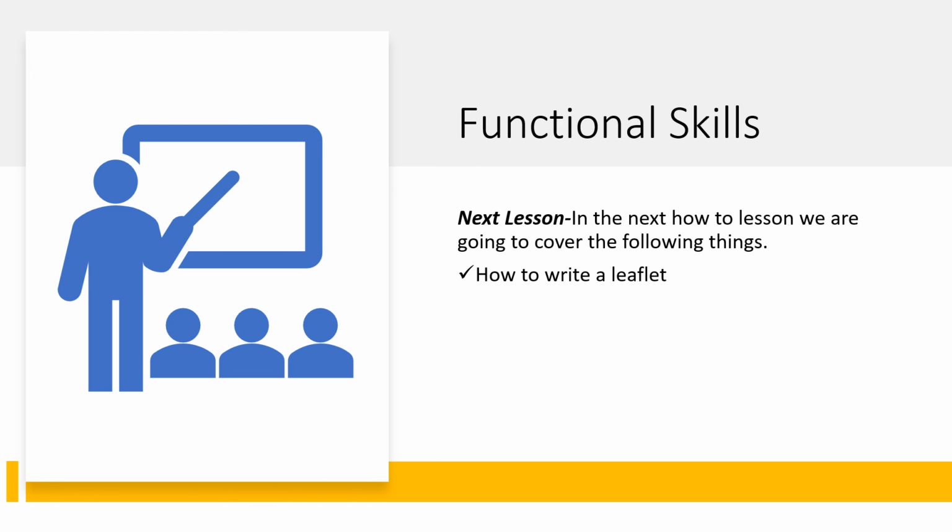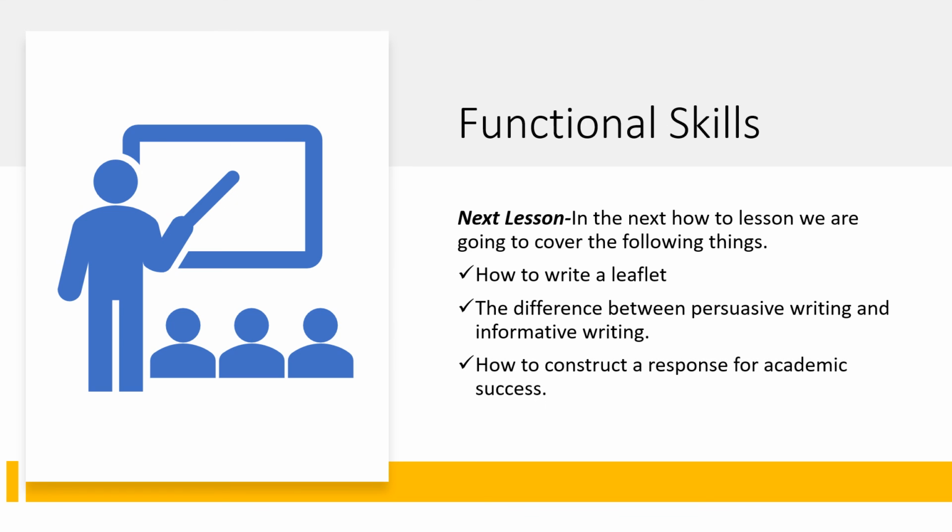In terms of our lessons next week then, we're going to be thinking about how to write a leaflet. This is often something that comes up as a difficult thing for people to approach, so we're going to move on and look at how to write that. We're going to look at the difference between persuasive writing and informative writing and making sure we can get that clear in our heads for which forms of writing we need to use which type of language and which kind of informative or formative writing, and then how to construct a response for academic success.